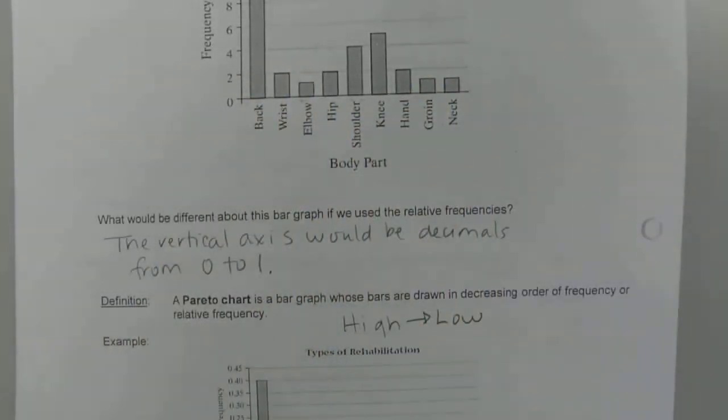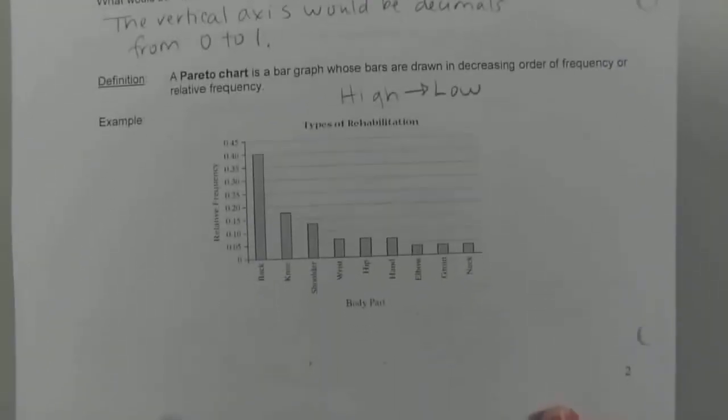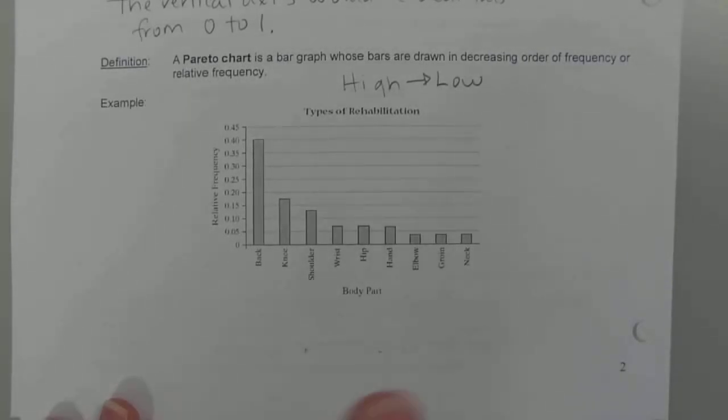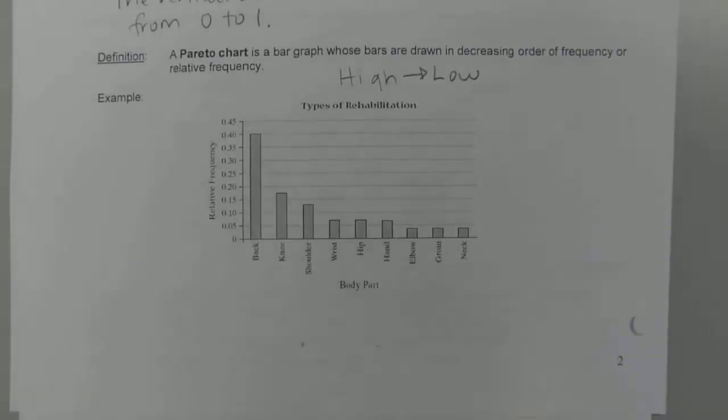And if you look up here, when they're not together, it's kind of hard to tell between elbow, groin, and neck which one's high, which one's low, because they're all relatively the same height. When you put them in order, and this one's still kind of iffy, but if they tell you it's a Pareto chart, you know it's in the right order. So you can tell me neck is the injury that has the fewest rehab visits. Okay, so Pareto chart, nothing exciting about it except it is used quite often, and you will see that on your test. So make sure you feel comfortable remembering it's high to low.